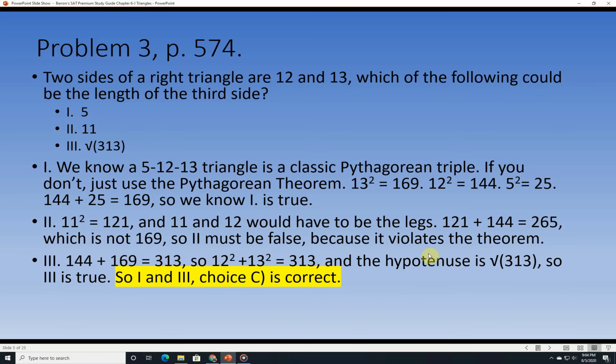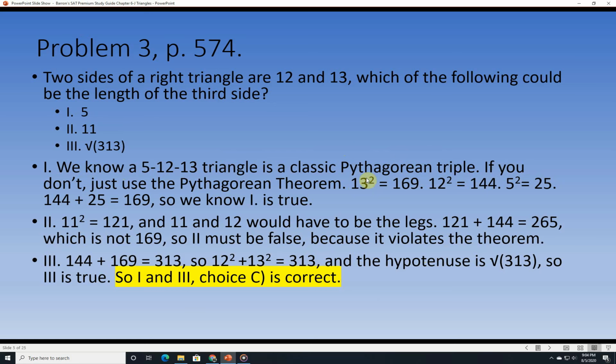Problem 3, page 574. Two sides of a right triangle are 12 and 13. Which of the following could be the length of the third side? Alright, well, we have number 1, 5. Well, number 1, we know a 5, 12, 13 triangle is a classic Pythagorean triple. If you don't know that, you can just use the Pythagorean theorem. So 13 squared is 169, 12 squared is 144, 5 squared is 25.